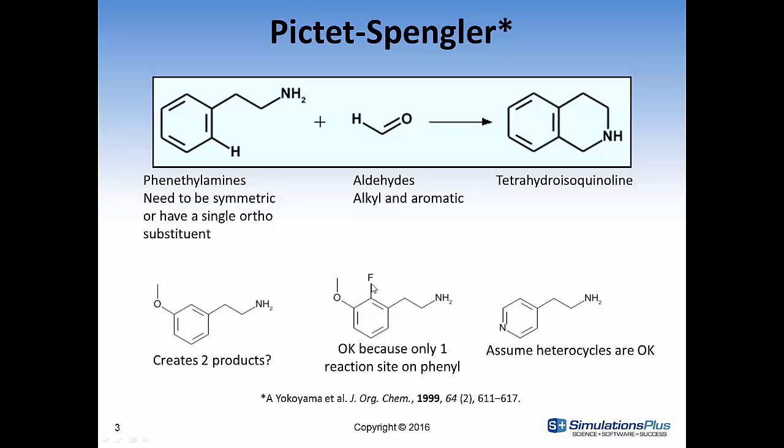So here we've got a fluorine here, so this is fine because it is going to react at this carbon group here. Here's a heterocycle. I'm going to assume that heterocycles are okay, and so instead of the tetrahydroisoquinoline, you're going to have a pyridine ring out here. So let's look how we would code that into ADMET Predictor.